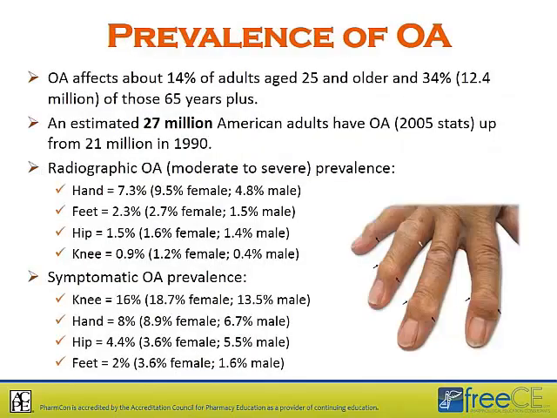Osteoarthritis affects about 14% of all adults beyond the age of 25. However, that number jumps up to 34% if you look at just those people aged 65 and older, which represents about 12.5 million Americans. Now, overall, about 27 million Americans suffer from OA, although those are 2005 stats. And that's up from about 21 million that was approximated in 1990.